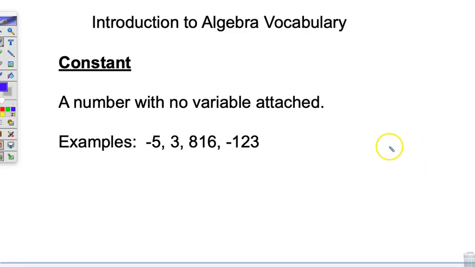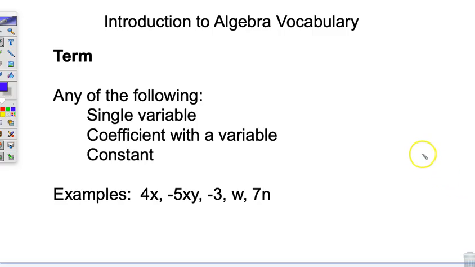A constant is a number with no variable attached to it, like negative 5, 3, 816, and negative 123. A term is any of the following: a single variable, a coefficient with a variable, or a constant. Some examples include 4x, negative 5xy, negative 3, w, and 7n. So each one of these are considered a term. Notice they're separated by these commas here.